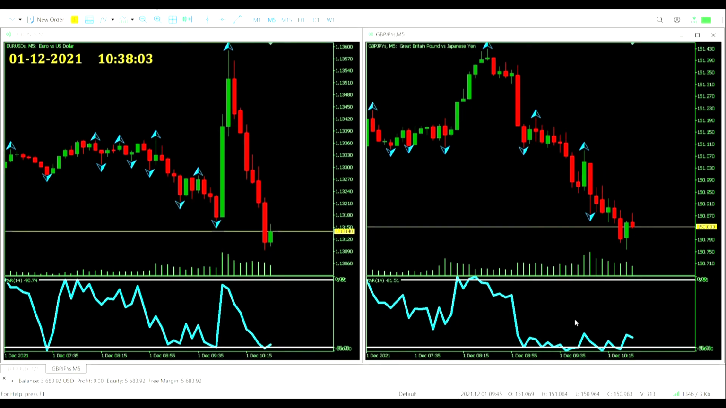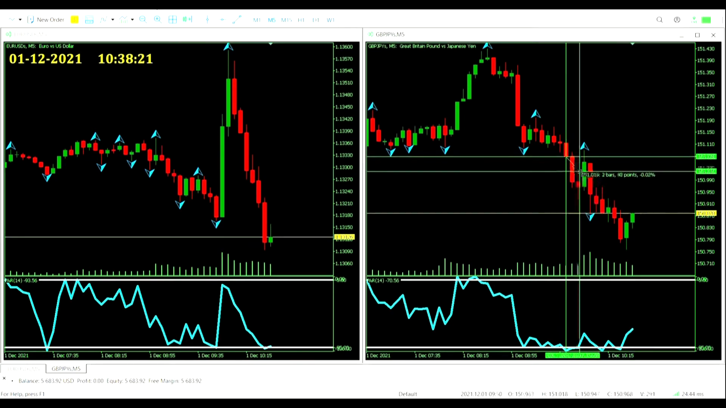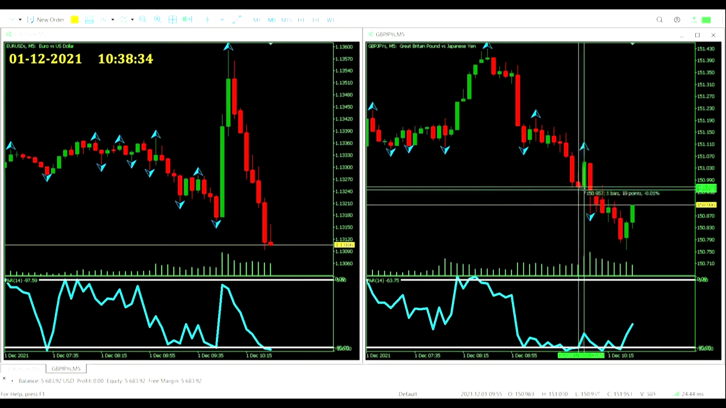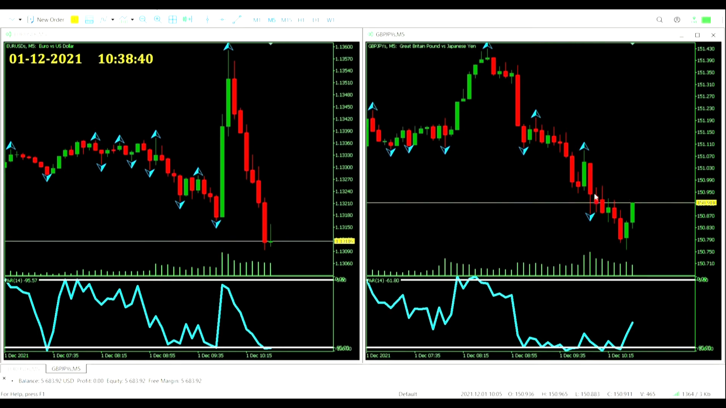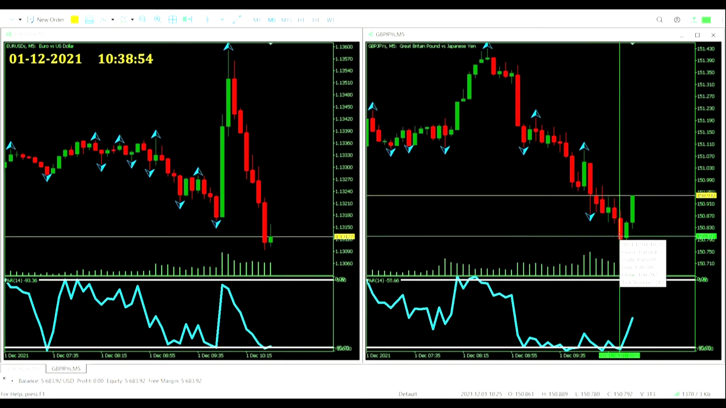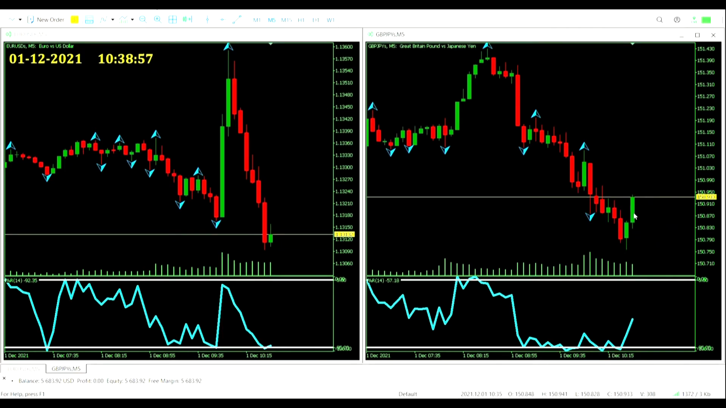Great British pound, Japanese yen. That's a bit of a mess. This would have been one entry position here, and you would have got it there. So that's pretty bad. So that's 19 pips you're losing. You would have put another one in here, and that would have been 2 pips. And another one here that you're waiting for the end of, which you would have doubled down on right there. If it keeps going like that, well, you should win that money back.